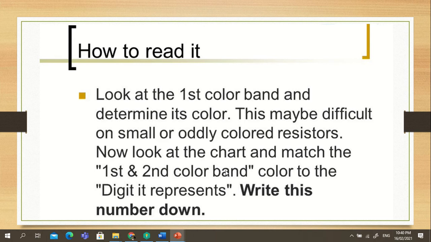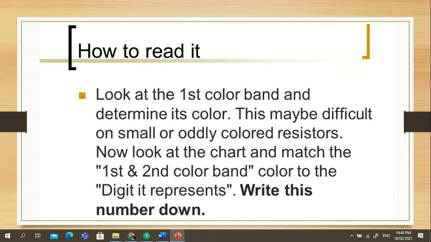Okay, so look at the first color band and determine its color. This may be difficult on small or oddly colored resistors. There are resistors wherein the colors are not really clear. That's one thing that gives us difficulty in reading the resistance. Sometimes you need a magnifying glass to see, or to understand, what color is really there in that resistor.